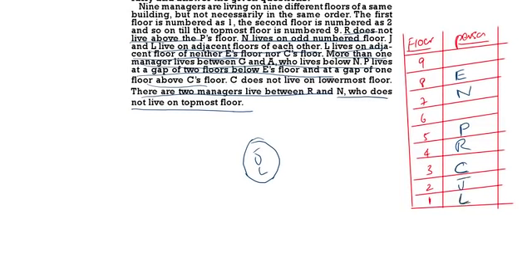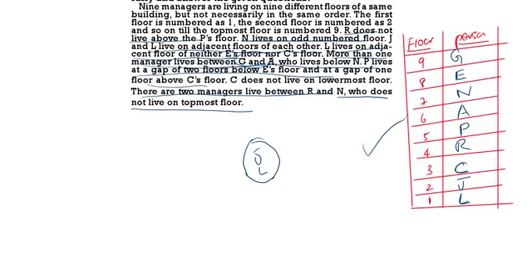Then more than one manager lives between G and A. A lives below N. A is living below N and G. So this is the correct order. 9th floor G, 8th floor E, 7th floor is N, 6th floor A, and 5th floor is P, 4th floor R, 3rd C, 2nd J, 1st L.